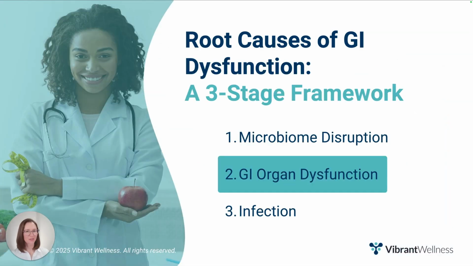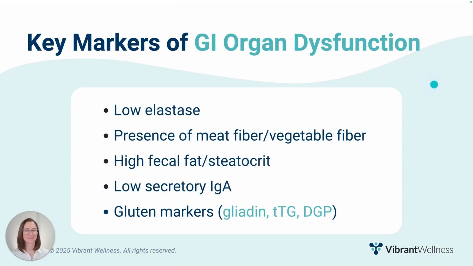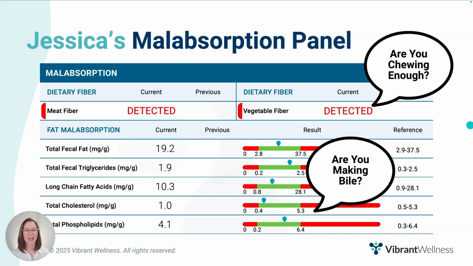The next stage of GI dysfunction is GI organ dysfunction. The key markers of GI organ dysfunction include low levels of pancreatic elastase, high levels of fecal fat, the presence of meat fiber or vegetable fiber, low secretory IgA, and biomarkers indicating reactivity to gluten. Let's take a look at Jessica's gut zoomer results to see how her GI organs are functioning.